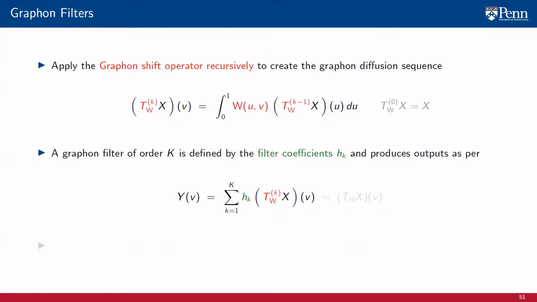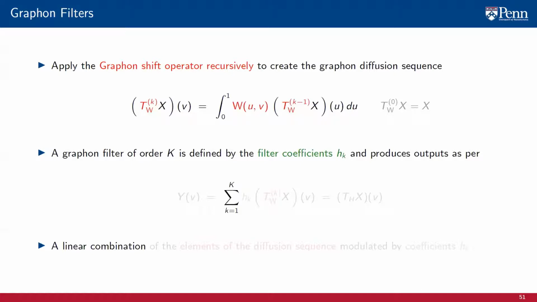We can now use that diffusion sequence induced by a Graphon shift operator to define a Graphon filter. Formally, we say that a Graphon filter of order K is defined by the filter coefficients Hk and produces outputs Y given by the sum up to order K of the product between the coefficient Hk and the kth element of the Graphon diffusion sequence TW^k of X. A Graphon filter maps a Graphon signal X to another Graphon signal Y. Relying on our standard notation for operators, we then denote a Graphon filter by TH X.